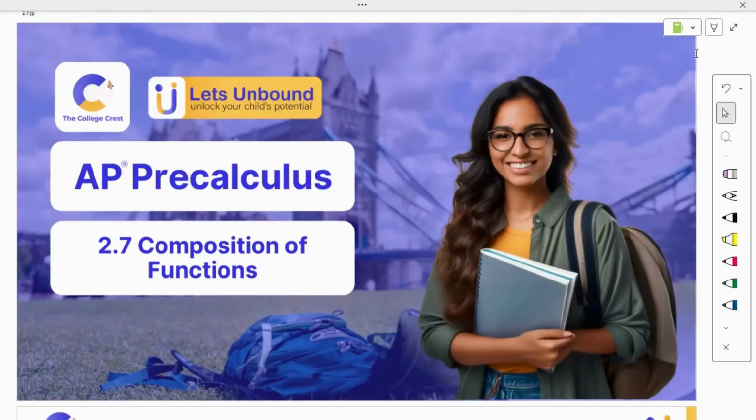So we are in 2.7 of Unit 2, Concept Review plus Problem Solving. This is about composition of functions, and it will be a simple analytical way of solving and exploring things. So be ready with pen and paper, and here we go.